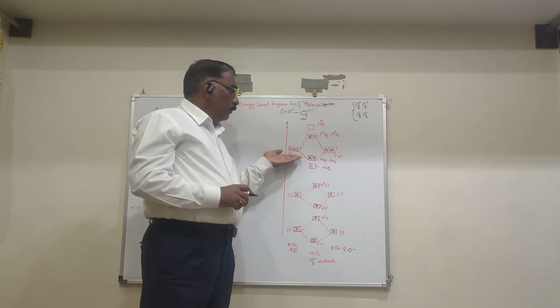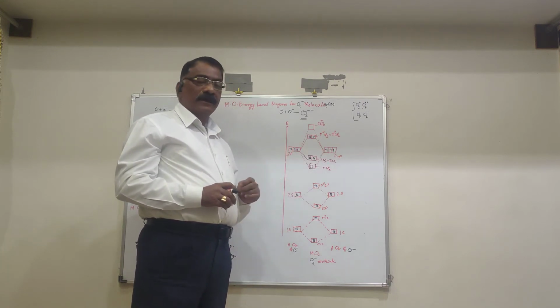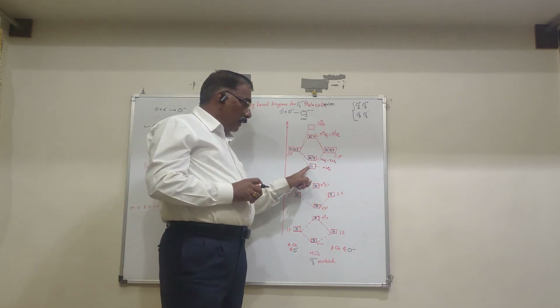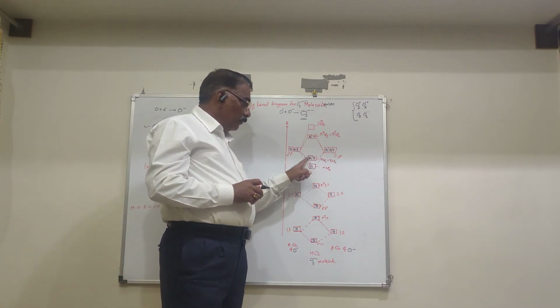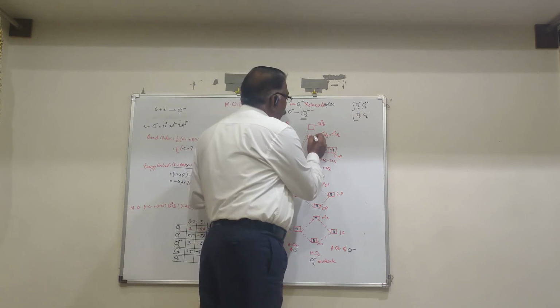At the 2p level, 5 electrons from the first oxide ion, 5 electrons from the second. Total there are 10 electrons. See, those 10 electrons enter into the orbitals 1, 2, 3, 4, 5, 6, 7, 8, 9 and 10.